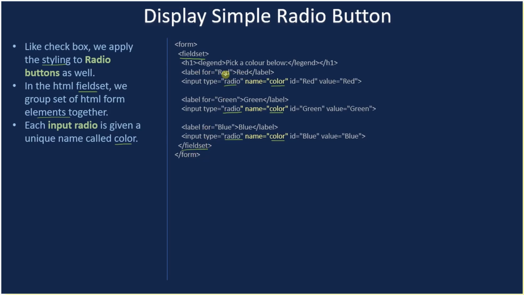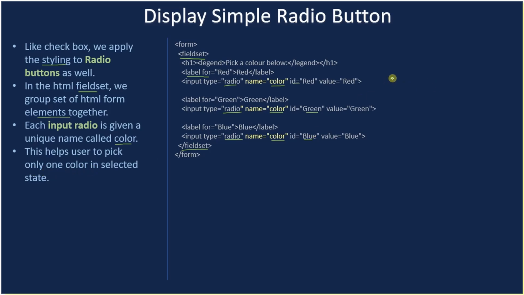And we have a corresponding label assigned to each radio button. We are using the label for attribute. For red, the ID is red. This is for green, here the ID is green. For blue, the ID is blue. We are assigning the label for all these radio buttons. Each radio is given a unique name equal to color. This helps the user pick only one color in the selected state.